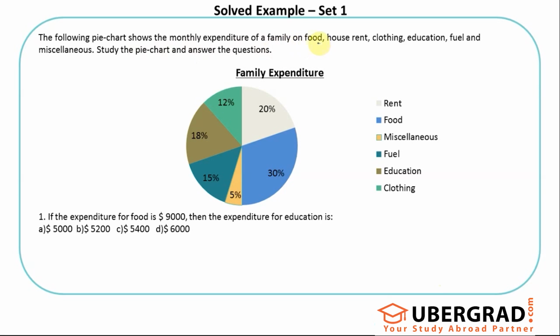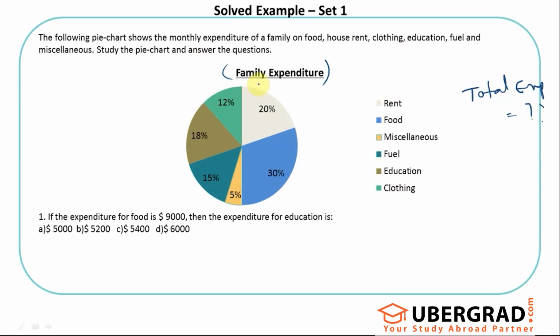Monthly expenditure of a family on food, house rent, clothing, education, fuel, and miscellaneous. Study the pie chart and answer the questions. The title is family expenditure. I see rent, food, miscellaneous, fuel, education, clothing. They have given in percentages for me here. Do I know how much is the total expenditure? Just from the information of this pie chart, nope.